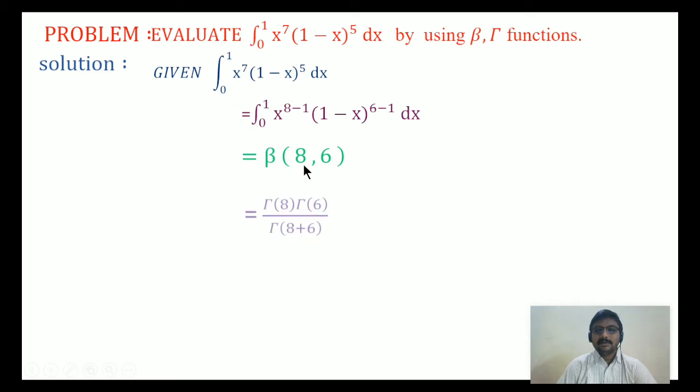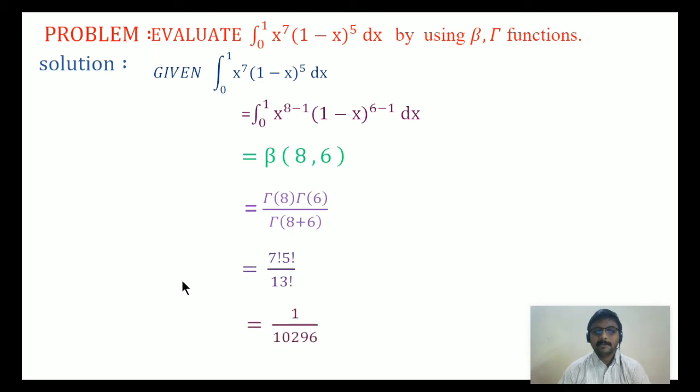But we have a relation between beta and gamma functions, that is, beta of m, n is gamma of m into gamma of n by gamma of m plus n, that is gamma 8 into gamma 6 by gamma of 8 plus 6. But gamma 8 is 7 factorial, gamma 6 is 5 factorial, gamma 14 is 13 factorial. On simplifying, we get 1 by 10,296. Hence the required definite integral, the integral from 0 to 1 of x power 7 into (1 minus x) whole power 5 dx, is 1 by 10,296.